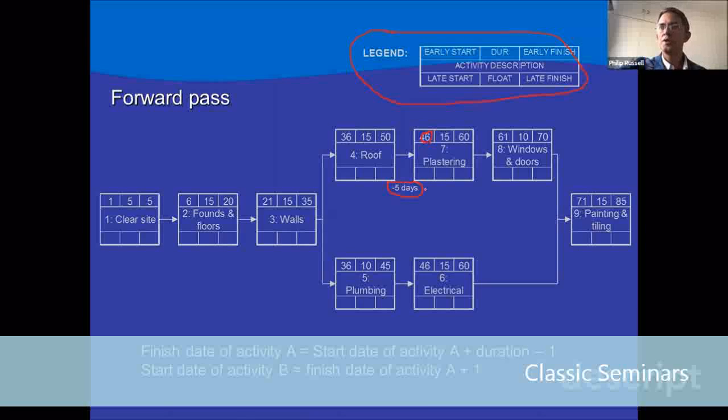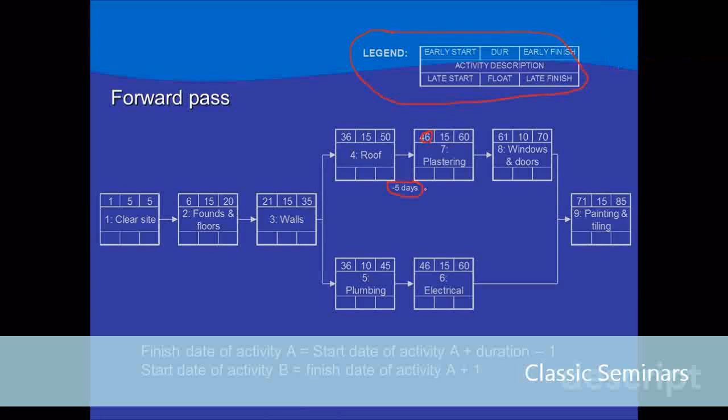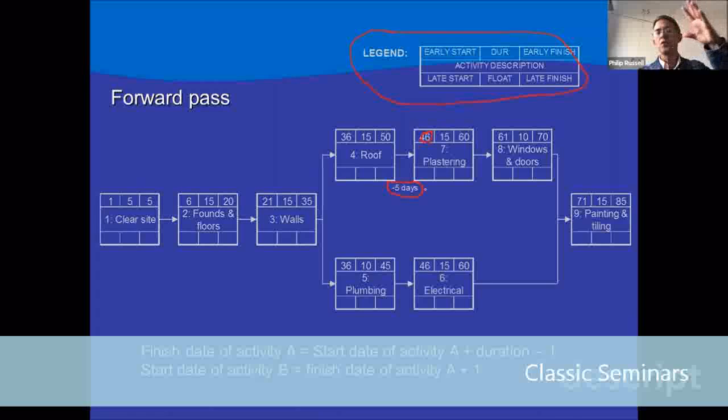Let me just see what Yanga has just said. Can you please explain again from the split from the walls? Okay, so we have the walls, activity 3, which has an early finish date of 35. So ordinarily, one would start with a single activity after that, which begins at 1 plus 35, which would be the early start of 36. Because you have a split, whether that split is in 2, in 3, in 4, or in 5, all of the elements that split from there will have an early start of 36.